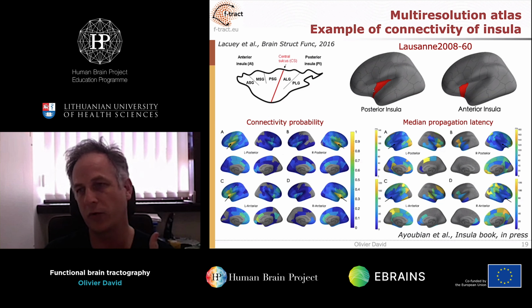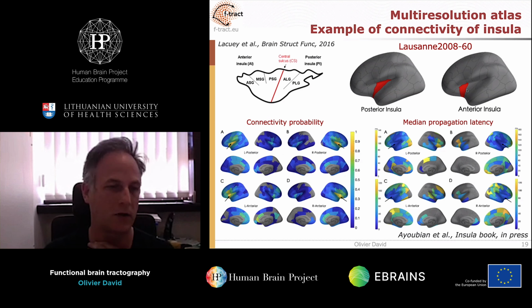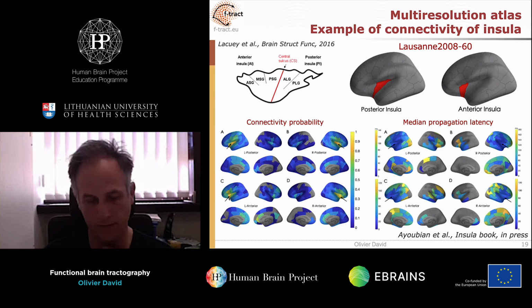The posterior insula is more related to somatosensory processing. The anterior insula is more related to limbic cognitive processes. And so we can also map the connectivity of the insula, posterior and anterior, and you see that indeed the responses are more related to sensory motor areas for posterior stimulation and more related to cognitive and limbic areas for stimulation of the anterior insula.